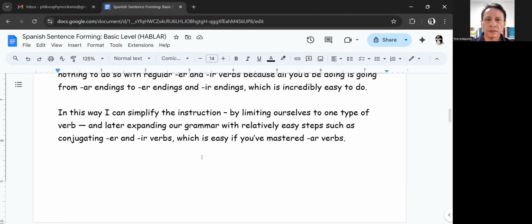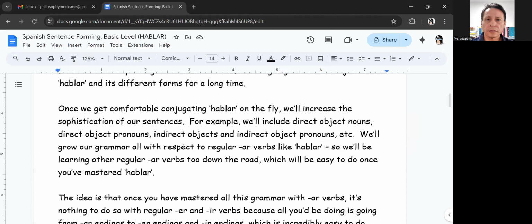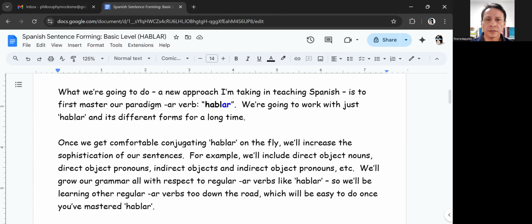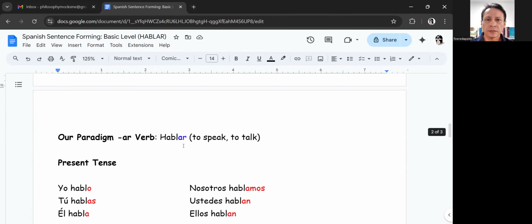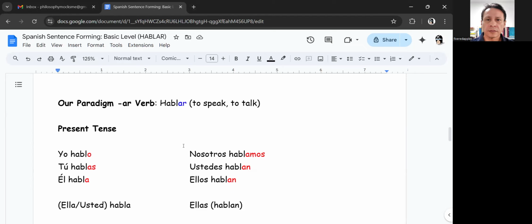So I already mentioned my rationale, and this way I can simplify the instruction by limiting ourselves to one type of verb, the AR verb for now, and later expanding our grammar with relatively easy steps such as conjugating ER and IR verbs. That's the rationale. Those are the preliminary remarks. Let's get to conjugating hablar in the present tense, active form. We're doing active verbs where the subject is performing the action.